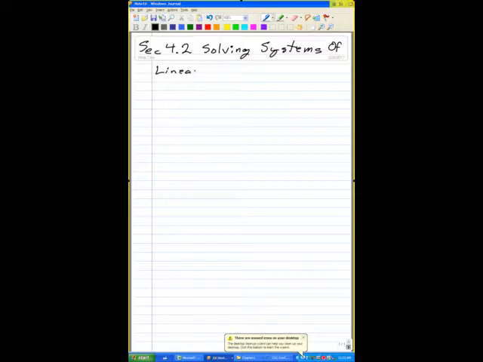Let us start section 4.2. Solutions, or maybe I'll say solving systems of linear equations using the substitution method.